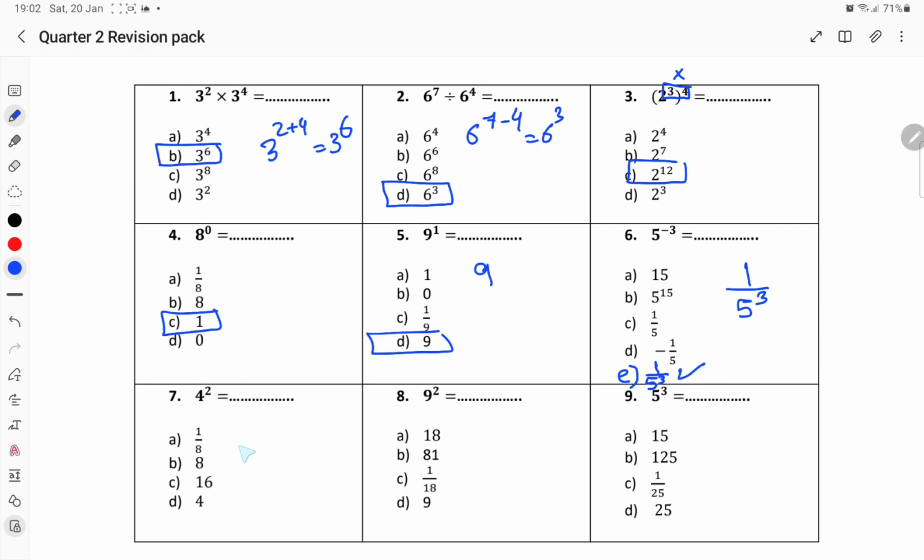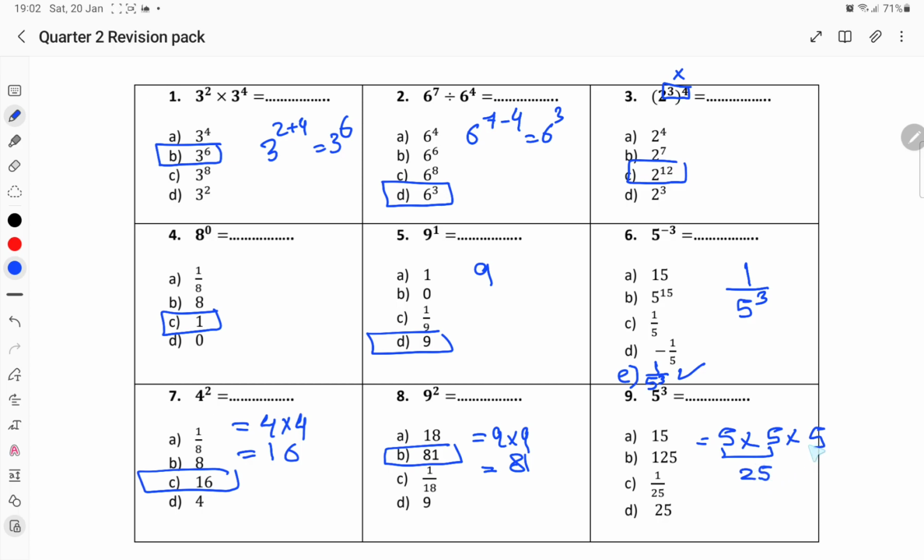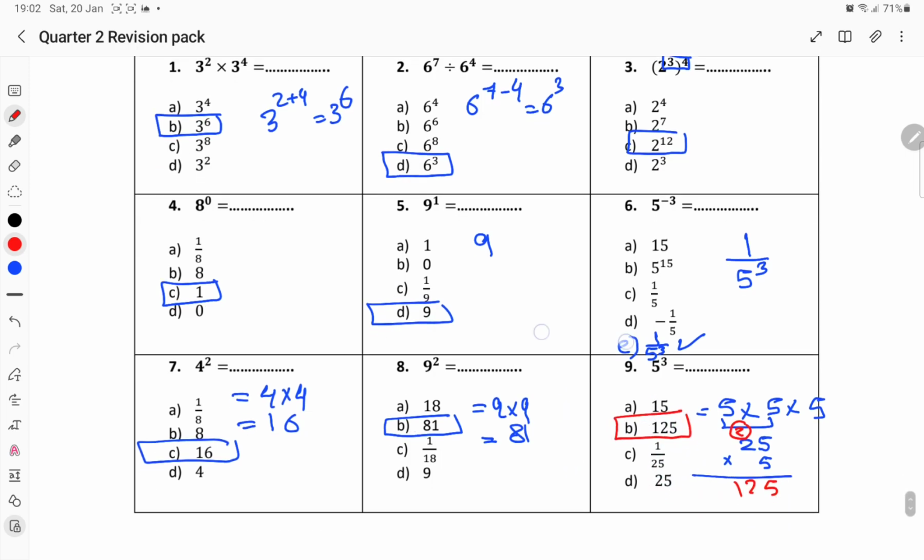4 power 2 is the same as 4 times 4, which is equal to 16. 9 power 2 is the same as 9 times 9, so it is equal to 81. 5 power 3 is the same as 5 times 5 times 5. What is 5 times 5? 25. Multiplied by 5 again. How do you get it? 5 times 5 is 25, 5 and carry 2. 5 times 2 is 10, plus 2 is 12. So the answer is 125.